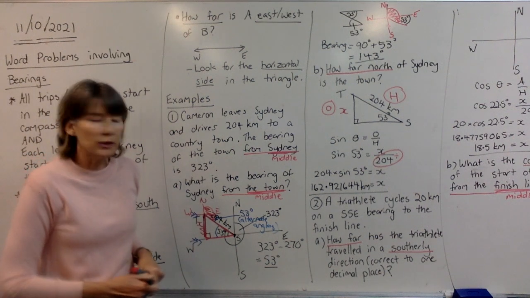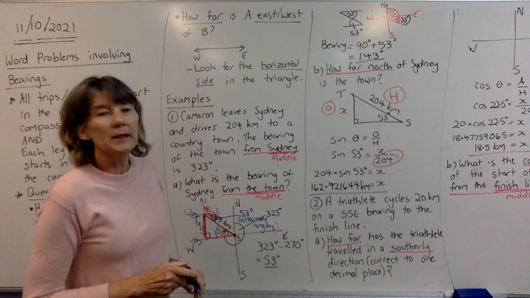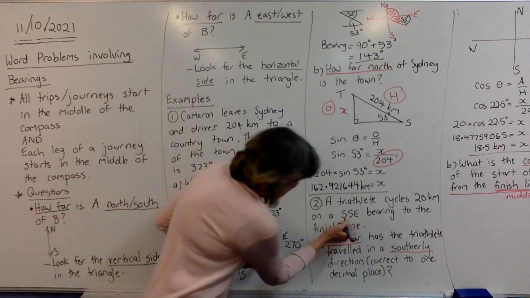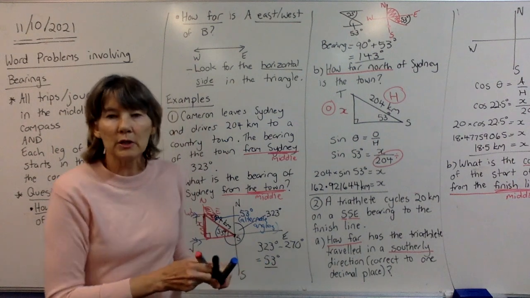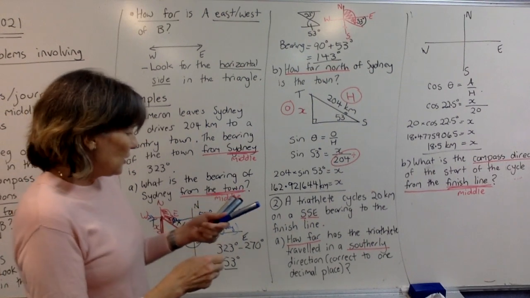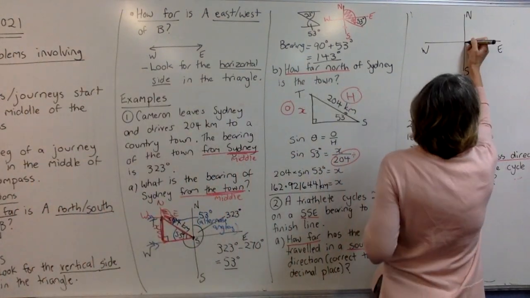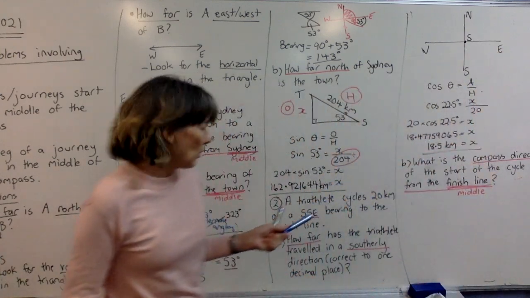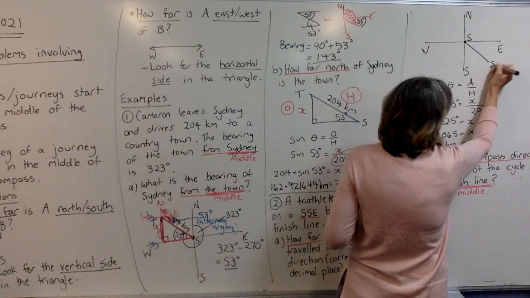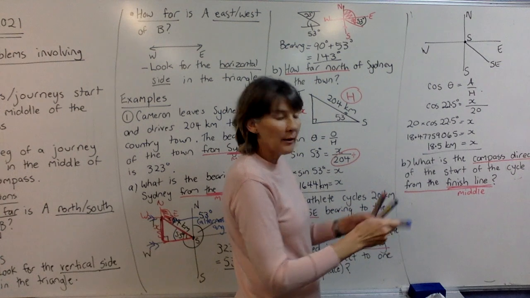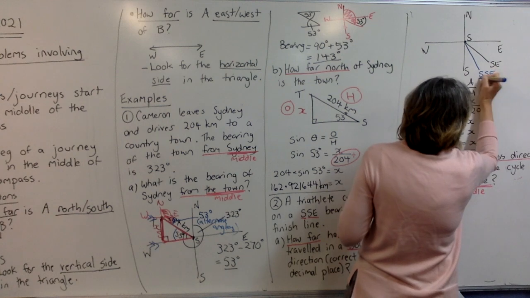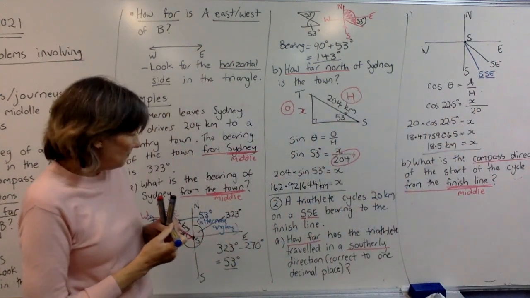All right, looking at the next question. We have a triathlete. He cycles 20 kilometres on a south-southeast bearing to the finish line. So south-southeast is what we're looking for. So I've drawn up a compass over here. I'm going to mark in the start of his journey, which is in the middle of the compass. We'll call it S for start. Now we're going on a south-southeast bearing. So here's south and here's southeast. And he's going on a south-southeast bearing, which is halfway between south and southeast. So that's the journey that he's on.